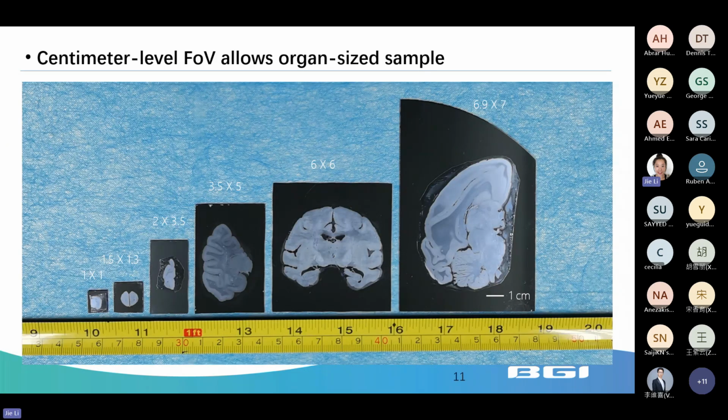In addition, the large centimeter-level working area is another advantage of Stereo-seq, that we are flexible to suit tissue of any size, from 1 centimeter square to 169 centimeters square, which is 13 by 13 centimeters. And for this size, the field of view could probably include most human organs.